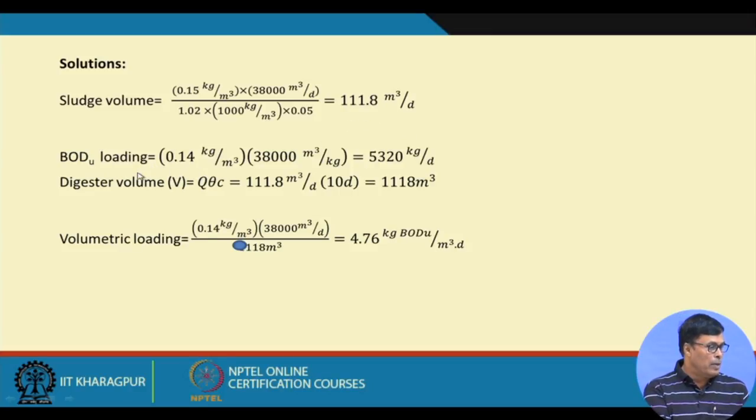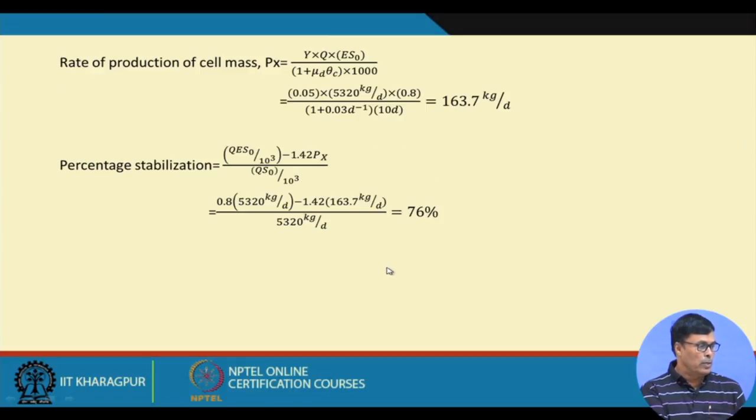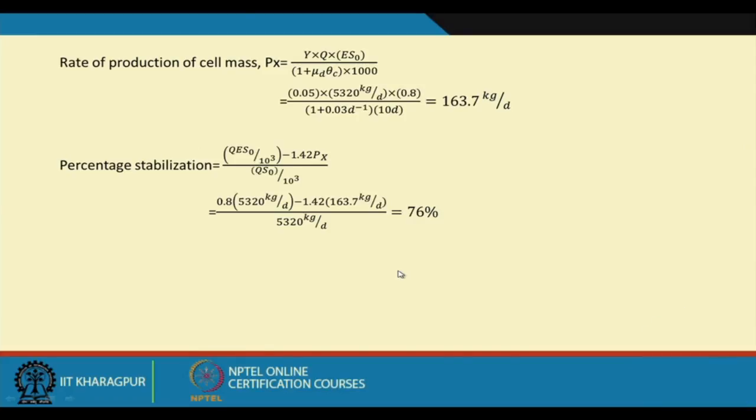And then similarly you can calculate the BODU loading. This is to be removed. The digester volume you can easily calculate by Q into theta C, that is, the flow multiplied by the retention time gives the volume of the digester. Then volumetric loading is how much total solid we are putting in the reactor divided by the volume of the reactor. That is, per unit volume of the reactor, how much solid material you are putting in, is considered as the volumetric loading.